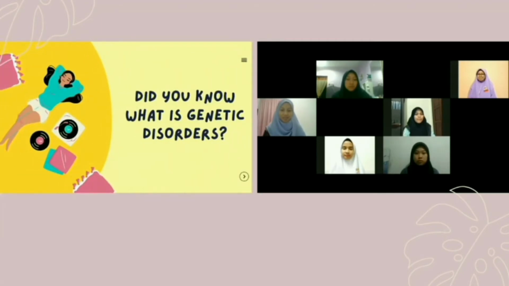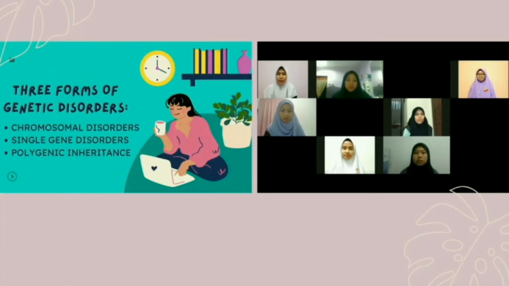Did you know what genetic disorders are? Genetic disorders are diseases caused by a mutation in the DNA sequence of an individual. So, there are three forms of genetic disorders. First, chromosomal disorders. Second, single gene disorders. Third, polygenic inheritance. So, what are chromosomal disorders?